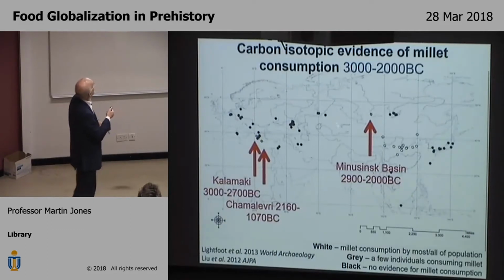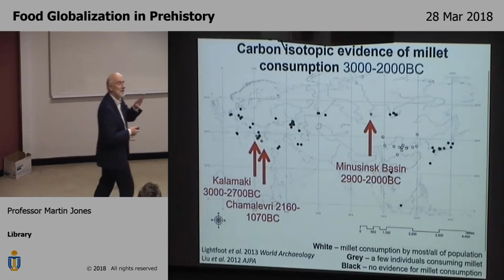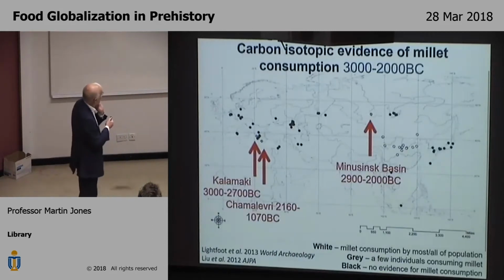The interesting thing about this is the black dots: they're all the wheat ones, and these ones over here are rice. The isotopes don't give us an exact time, so the rice is black and the wheat is black. Interestingly, there are 3 dots here where some of the population is eating millet. So you can start seeing in the 3rd millennium BC this sort of trickle effect. And this isn't just one taste of millet; they're eating enough millet that it transforms the isotopic balance in their bones.